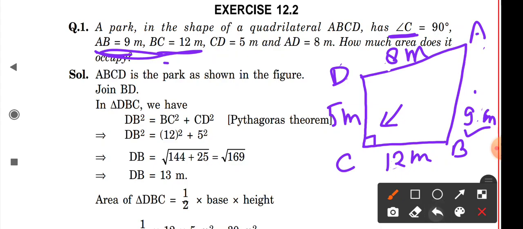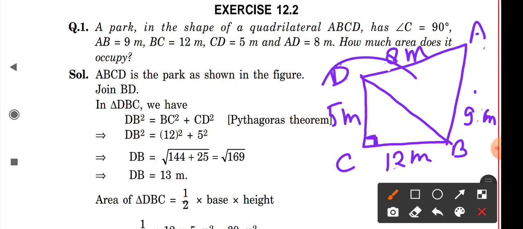You have to apply Heron's formula. For that, you will split this quadrilateral into two parts. You can see that it is 90 degrees, but you have to apply your mind. So you will add this diagonal so that you can apply the Pythagoras theorem in this triangle, because you can see that it is a right angle triangle, and in a right angle triangle we can apply the Pythagoras theorem.